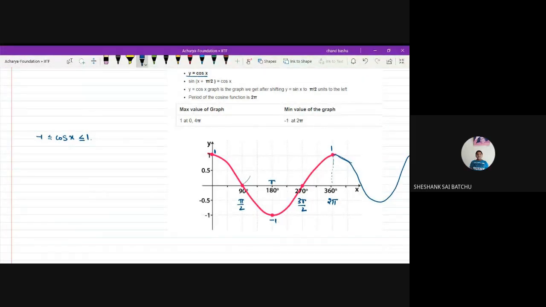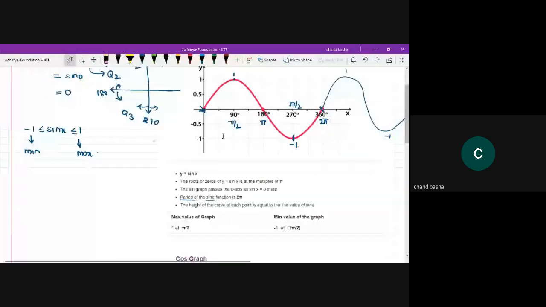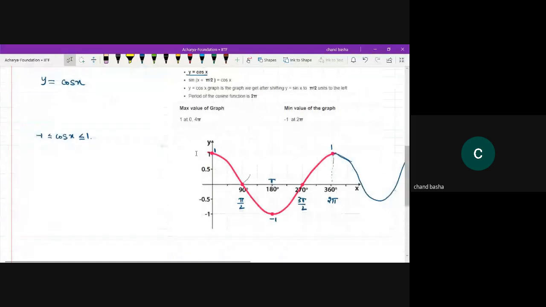Sir, the sin is still the sin graph only. No. The sine graph starts from 0, but the cos graph starts from 1. Sine graph starts with 0. Sir, sine, cos and tan are different graphs. Yes, they are different, because for the sine graph, the trigonometric value sine 0 starts with 0 and cos starts with 1.